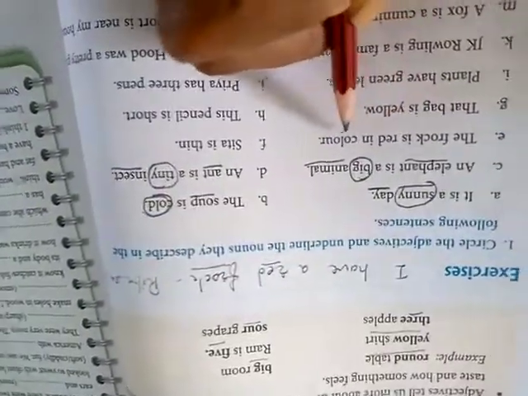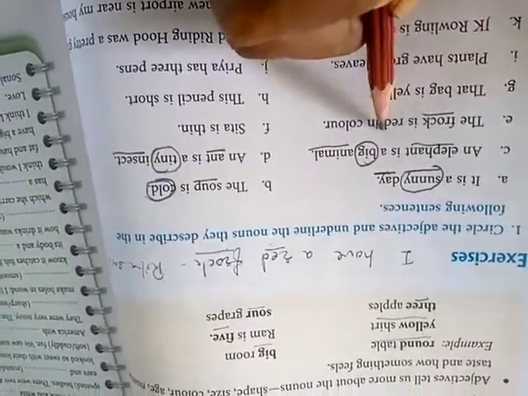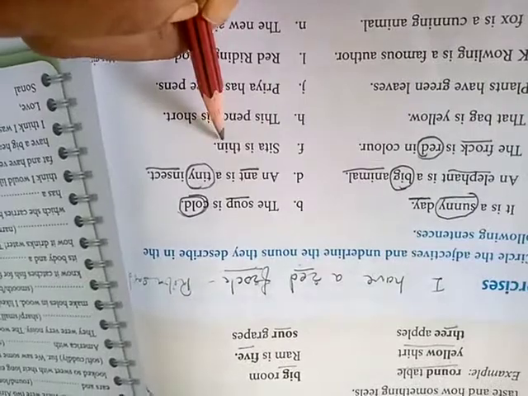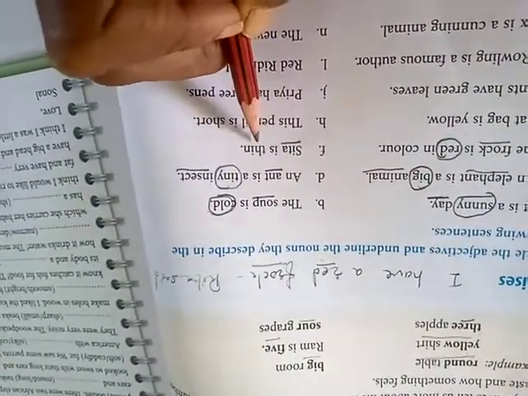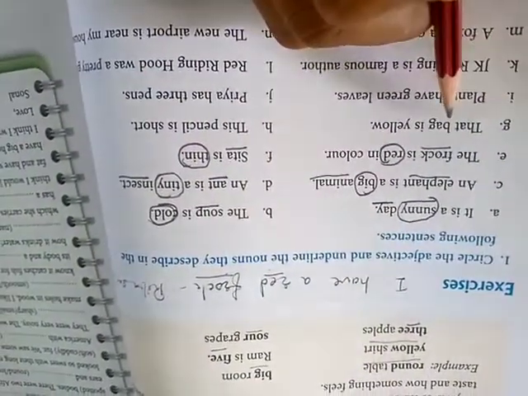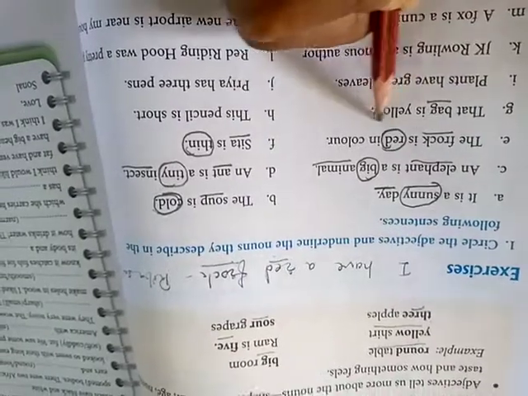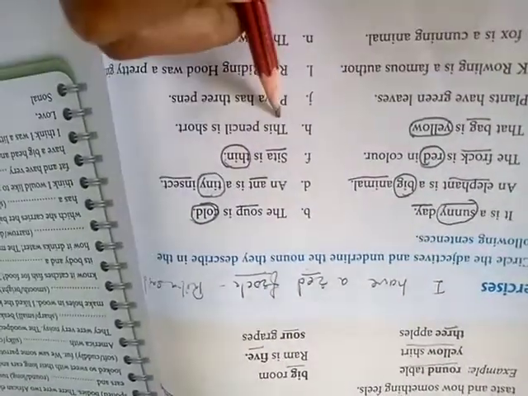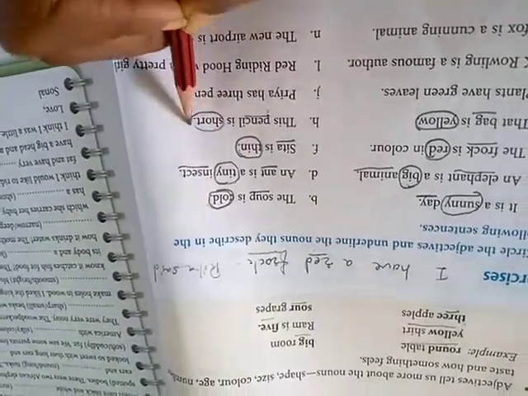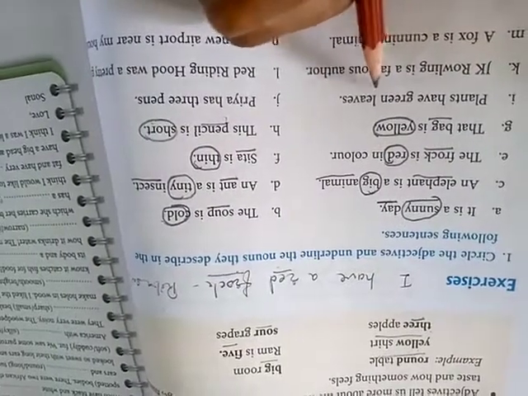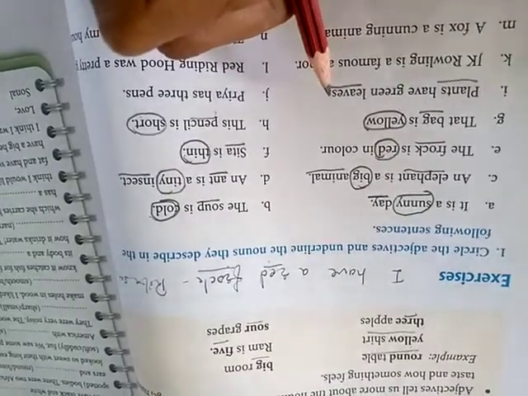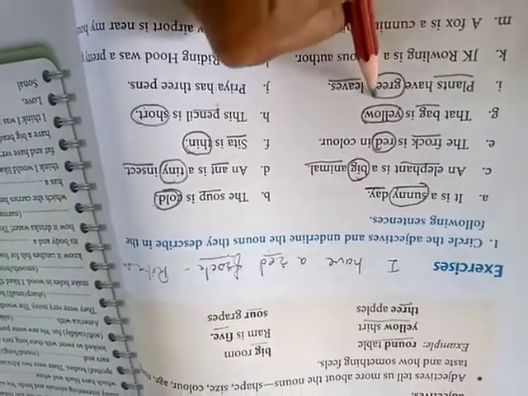The frog is red in color. The frog is a noun. Red is the adjective. F sentence. Sita is thin. Sita is a noun. How is Sita? Thin. So thin is the adjective. G question. The bag is yellow. The bag is a noun. Yellow is the adjective. This pencil is short. Pencil is a noun. Short is the adjective. Plants have green leaves. Plants is a noun. Leaves is also a noun. How are the plant's leaves? Green. So green is the adjective here.